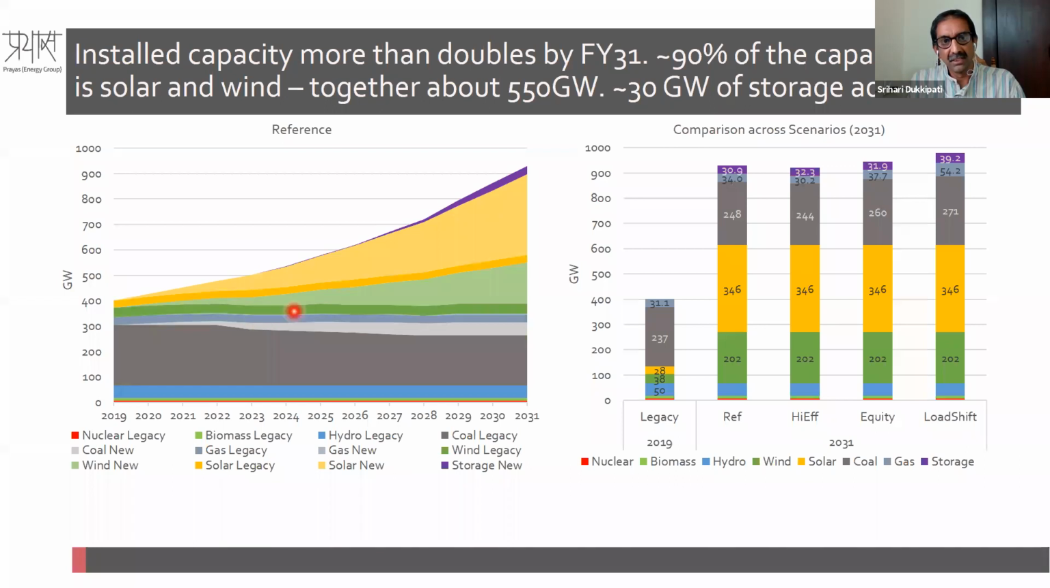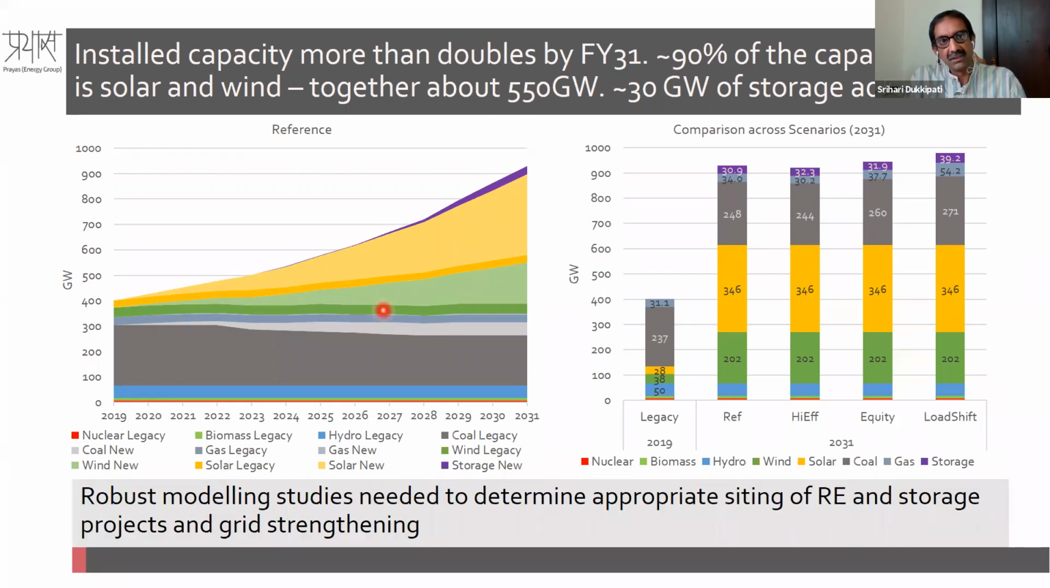As you can see on the left-hand side slide, the dark gray here refers to legacy capacity. So we have considered retirements, but there's also coal capacity added and some gas-based capacity as well, which basically means that coal-based capacity is more or less flat over the years.